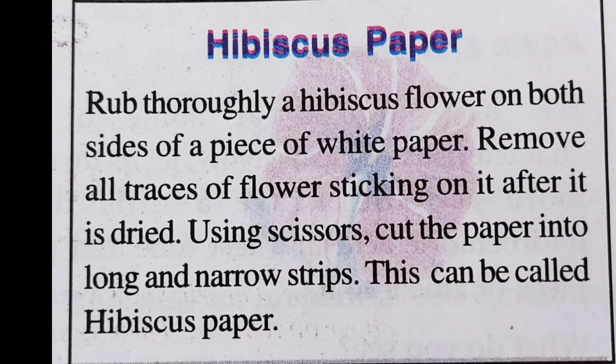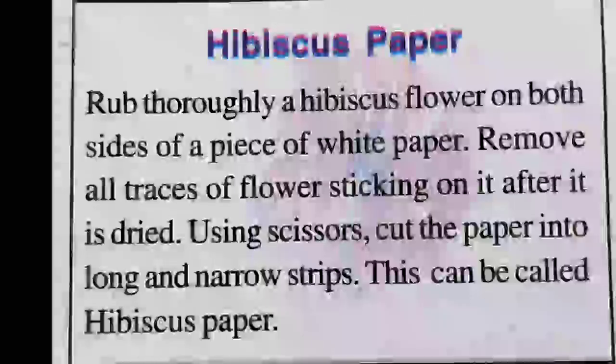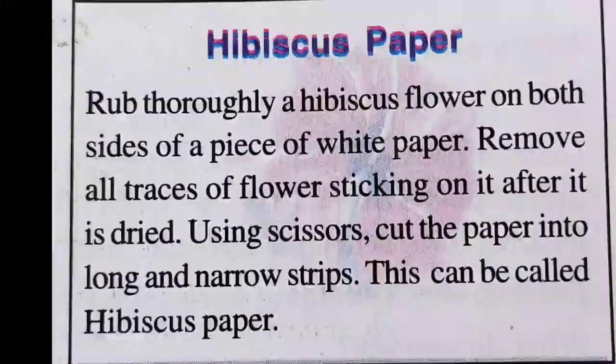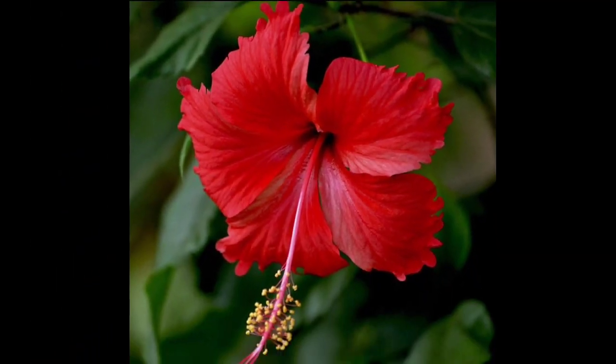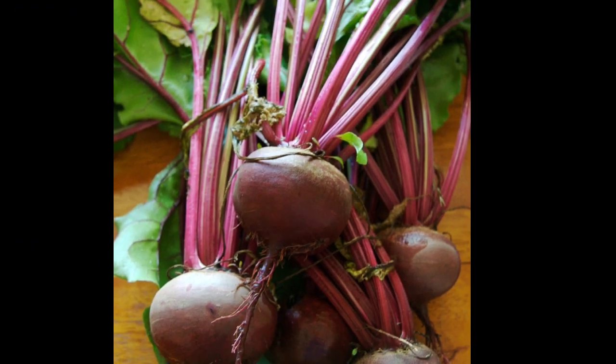We can make litmus paper using hibiscus flowers. Rub thoroughly a hibiscus flower on both sides of a piece of white paper. Remove all traces of flowers sticking on it after it is dried, and using scissors cut the paper into long and narrow strips. This can be called hibiscus paper. Parts of plants like turmeric, hibiscus, beetroot, etc. can be used as indicators.